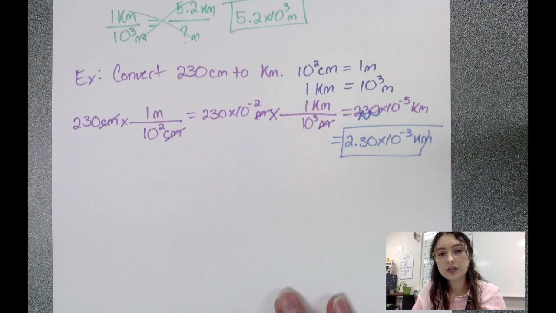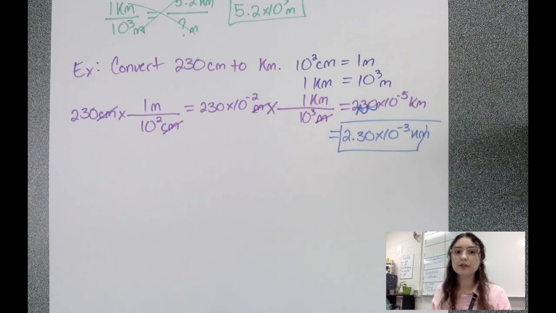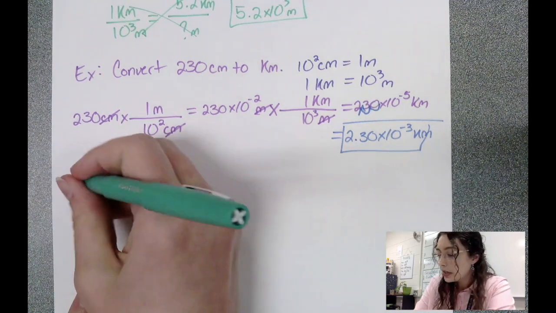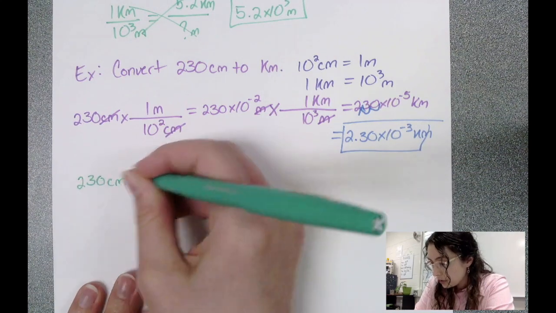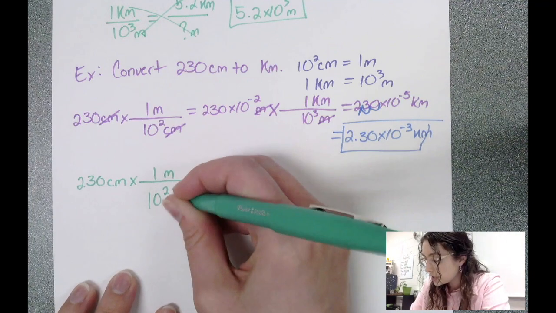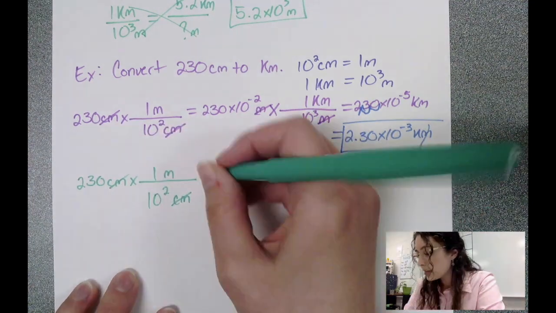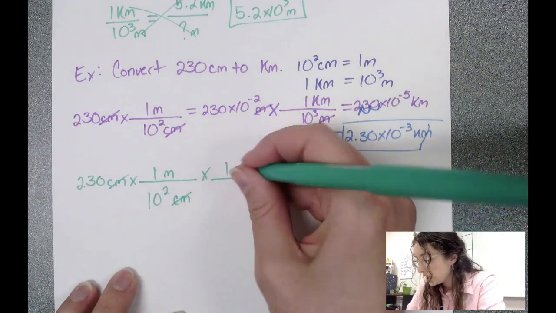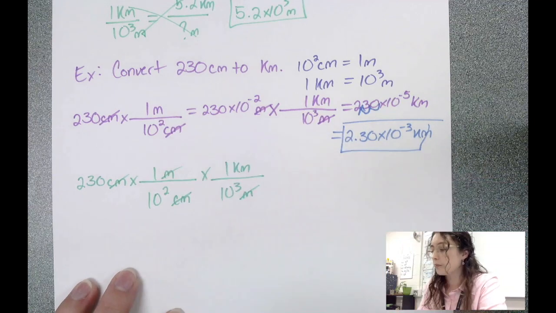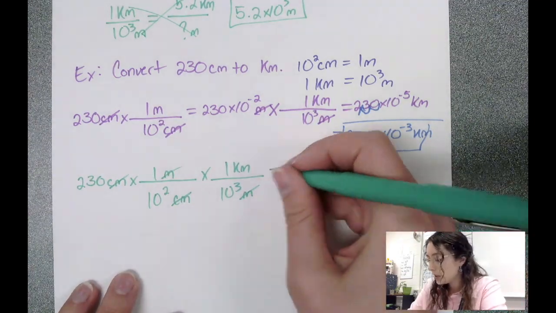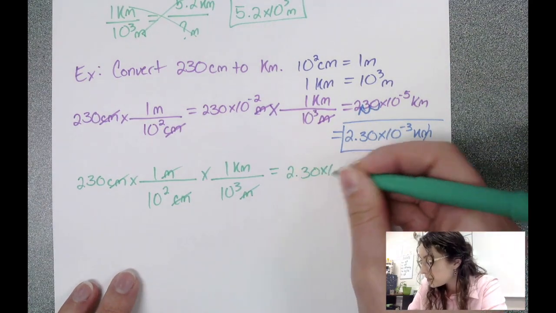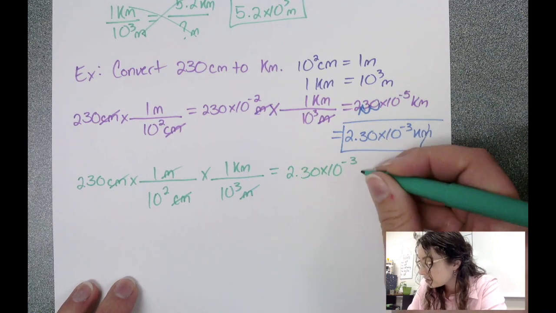Now, let's say you wanted to do this, but you want to condense your work a little bit. Instead of splitting it into 2 parts, you can just set the conversion factors side by side. So you could also do this where you have 230 centimeters multiplied by my first conversion factor, 1 meter over 10 to the second centimeters. Centimeters are canceled. And then immediately go straight into my conversion factor to kilometers. 1 kilometer is 10 to the third meters. Boom, boom. I've canceled all of my units except kilometers. And you would end up with the exact same answer, 2.30 times 10 to the negative third kilometers.